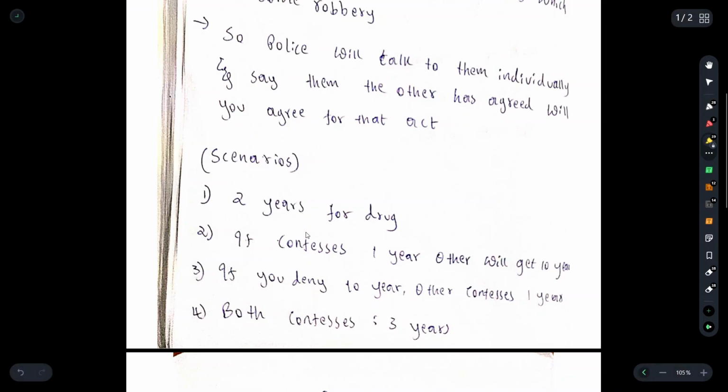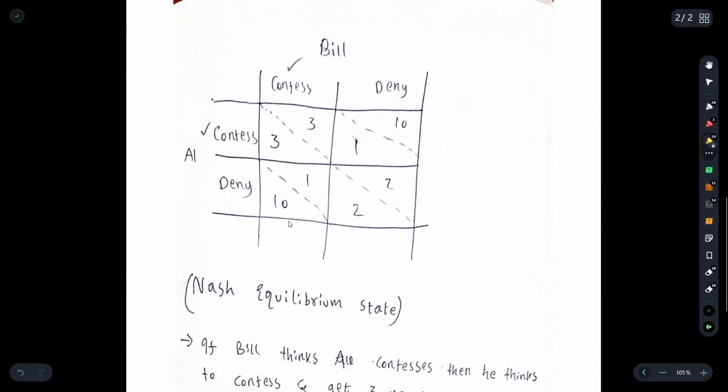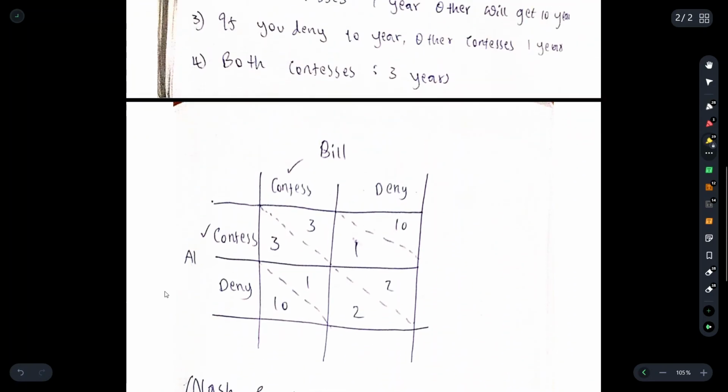But if both confess, then each will get 3 years of jail. So anyways, the Nash equilibrium state is nothing but any person in this whole world, if he was caught by the police, he will try to escape from the police by getting a few days of sentence in jail. So either Bill or Al may think, my friend would have confessed to the police, so I should also do that, and we both will get less time.